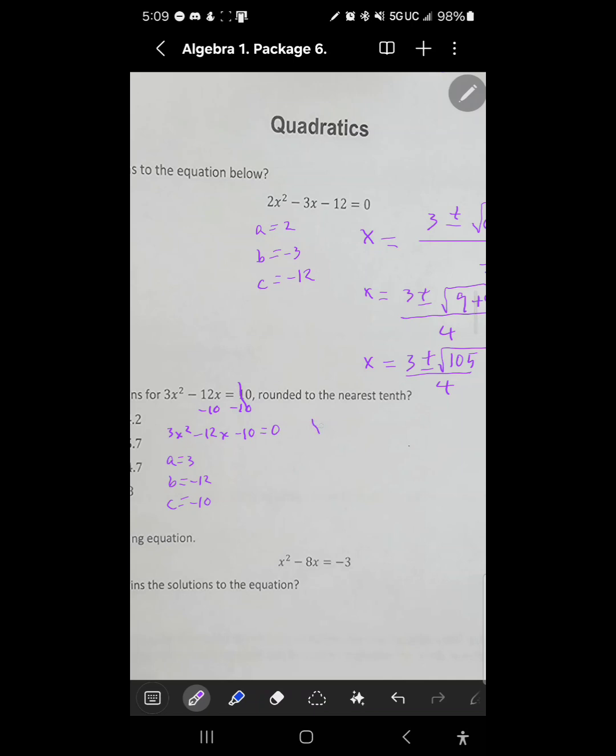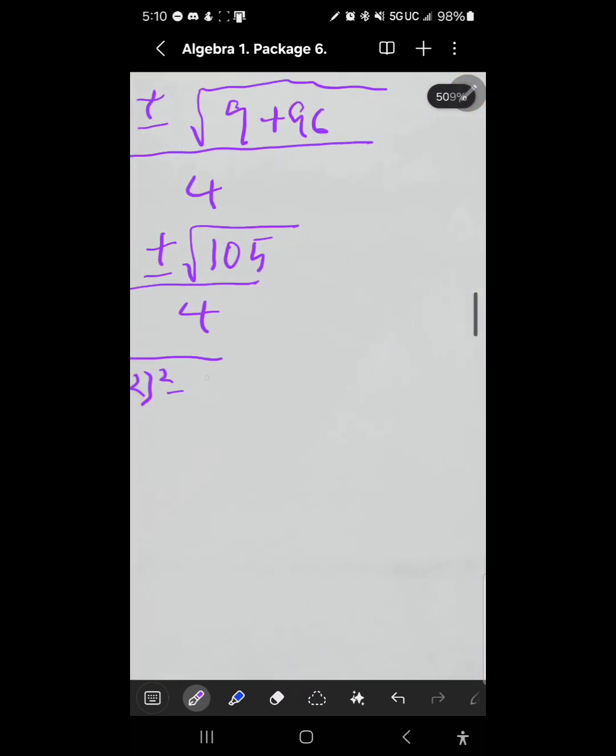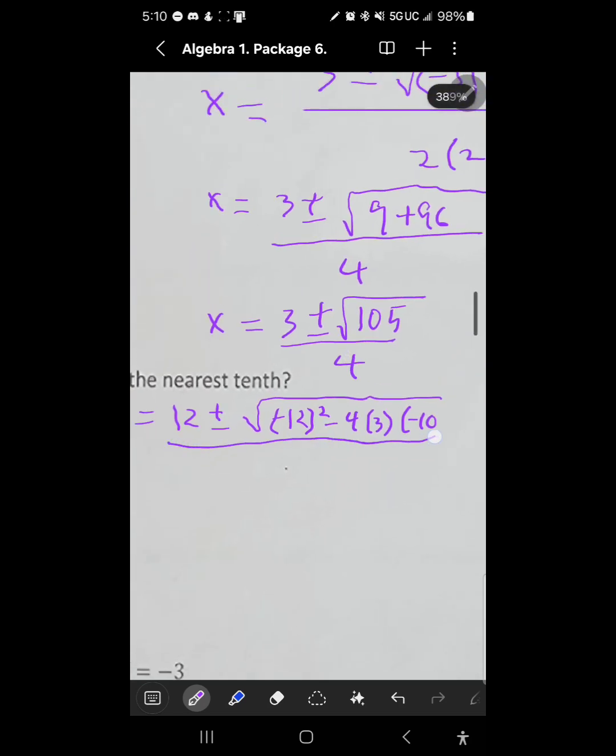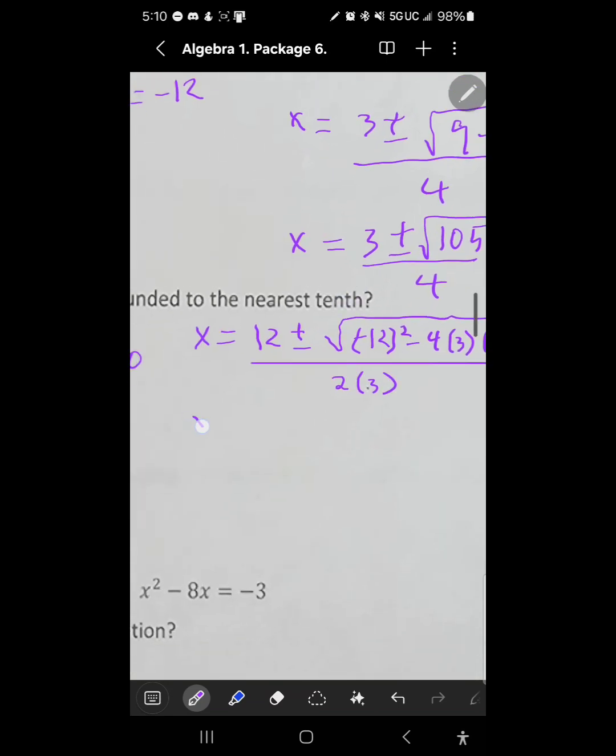Now we have our values. We have our equation. So x will be equal to minus b, and minus 12 is just positive 12, plus minus square root of b squared, so 12 squared, minus 4ac, so 4 times 3 times negative 10. Over 2a, all of this over 2a, which is 3.